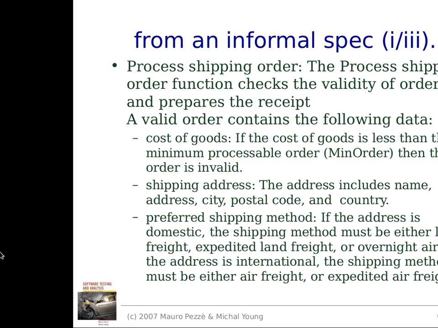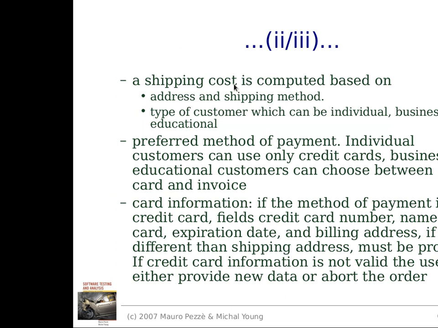Are they going to first off, if it doesn't cost a lot, maybe you're not going to allow them to ship it, or you'd have to charge something extra. You need to make sure their shipping address includes everything, aka it's valid, and then find out what their preferred shipping method is. If it's domestic, they can go by land, freight, expedited land, or overnight air. If it's international, they can only do either air freight or expedited air freight. Shipping cost is calculated based on address and type of customer, aka individual, business, or educational.